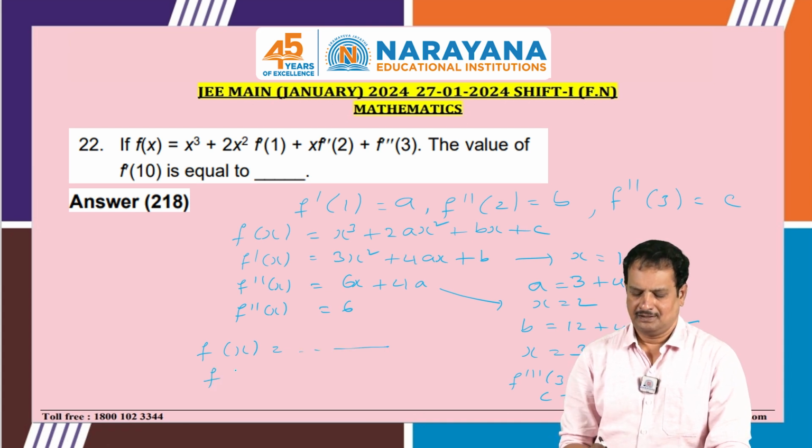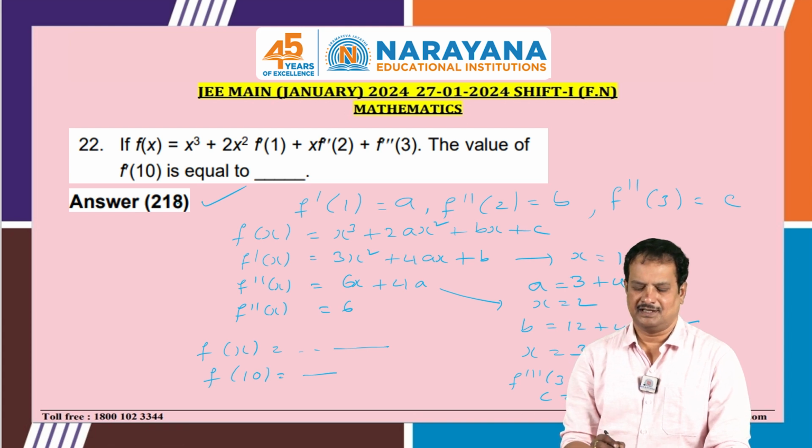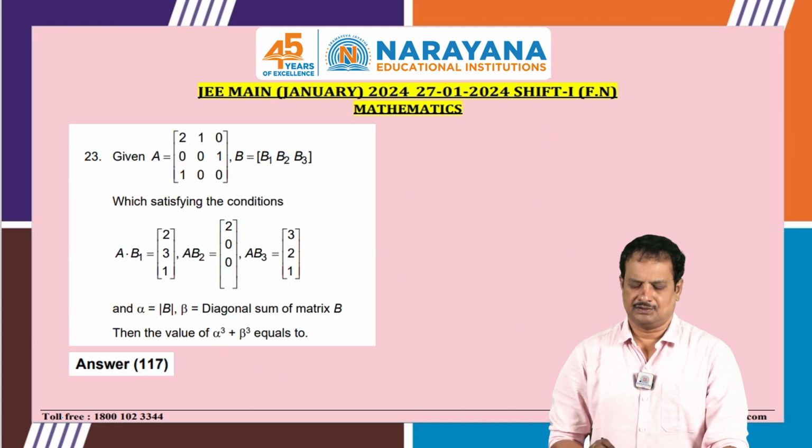Once you know this one, f of 10 we can find out, and that's going to be 218 because this is an integer type question. So nearest value if you take, you will get 218. That is the answer for this one. Okay, so the next question.